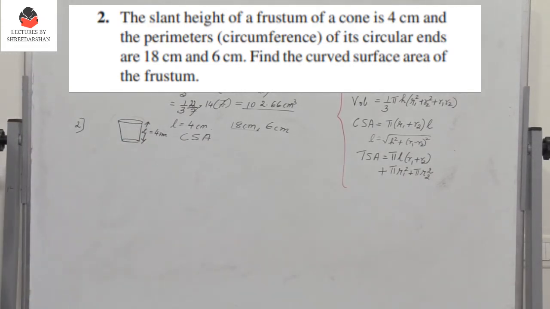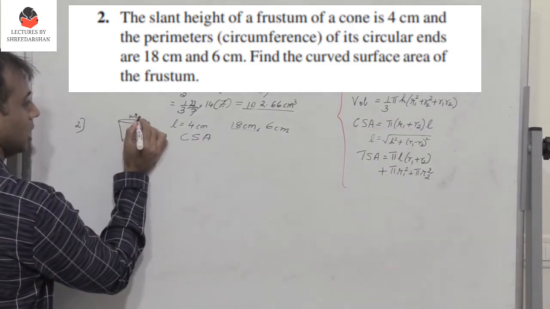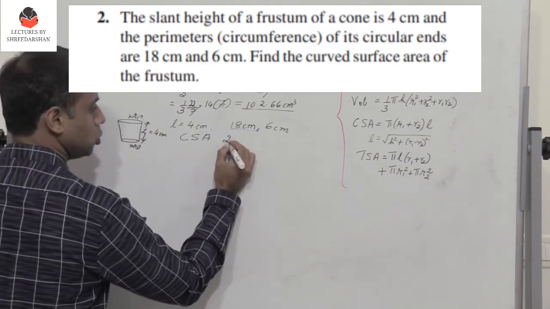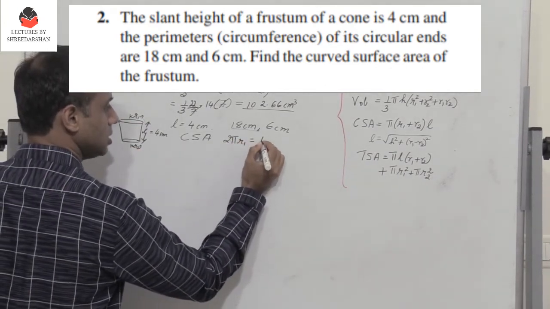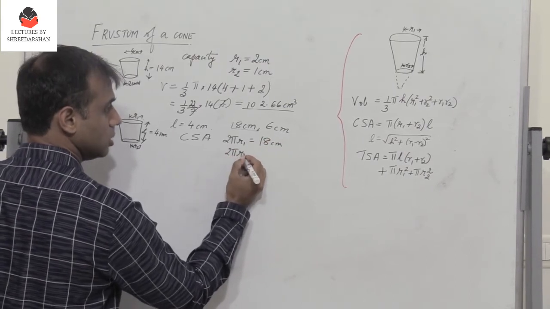So we know that the formula for the perimeter is 2 pi r. So let the radius be r1 and the smaller radius be r2. So 2 pi r1 equals 18 and 2 pi r2 equals 6.